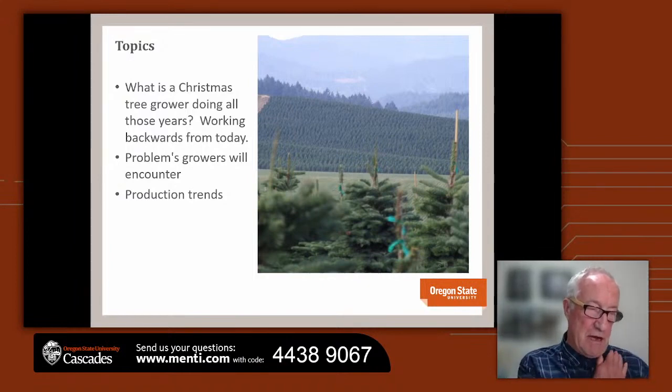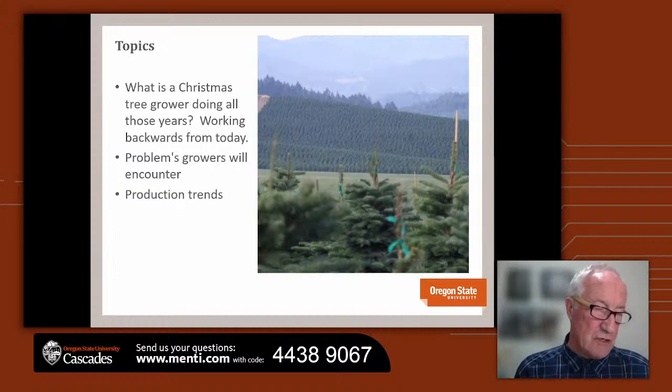For Douglas fir, it takes about 5 or 6 years to grow to a harvest size tree. For noble fir, it's about 7 to 9. For Nordman and Turkish fir, we're talking probably about 8 to 10 years.